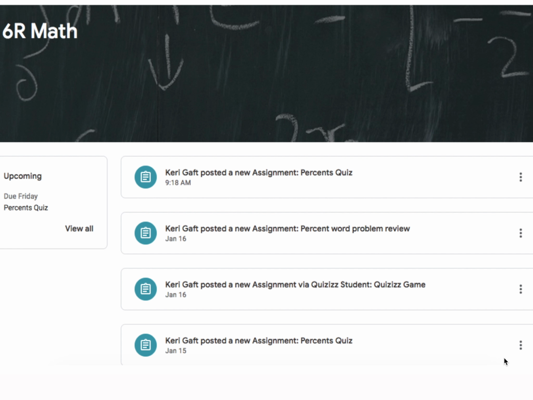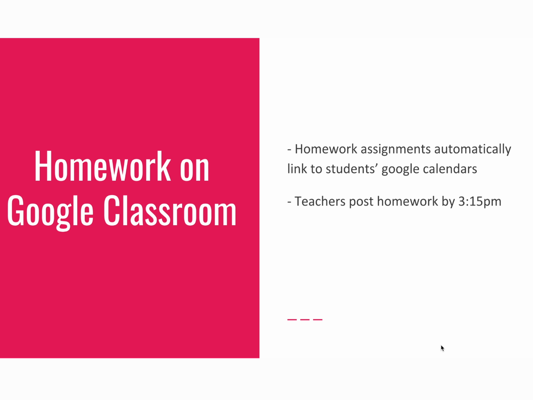This slide shows you what the stream of Google Classroom looks like to a student. You'll notice on the left-hand side that there's a box with all upcoming work for a student in that particular class with due dates, and again, that's linked to the student's Google Calendar. Homework is posted on Google Classroom for all students by the end of the school day, and homework assignments again are linked to students' Google Calendar so that they can look at what they have for due dates for an entire week, and with long-term projects they can see ahead what they need to work on each night.